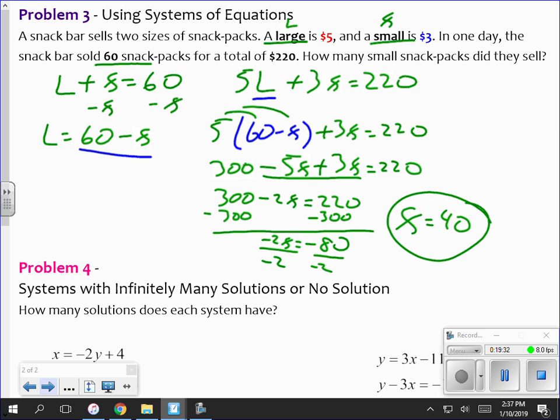How many large do they sell? Go back to here. Put in 40 for S on this one. The number of large is equal to 60 minus 40. The number of large is 20.